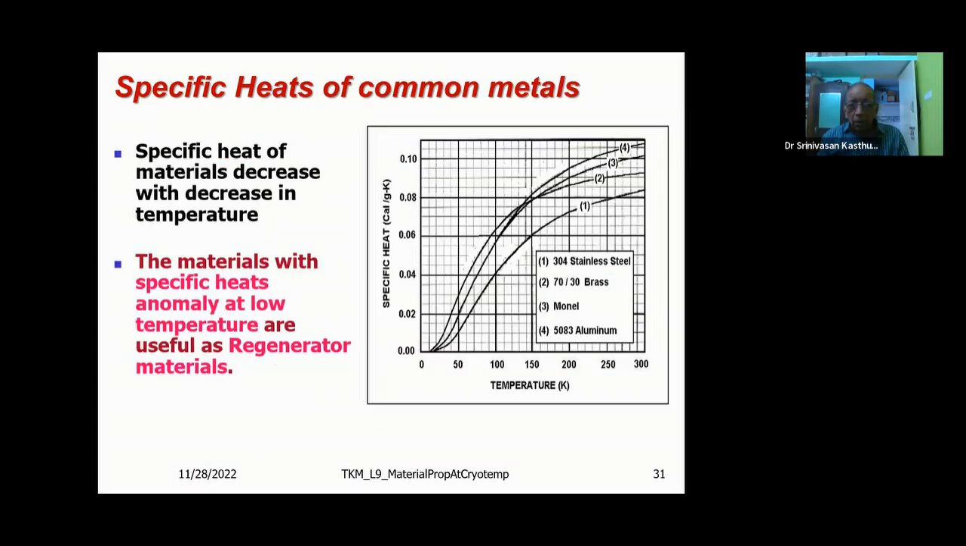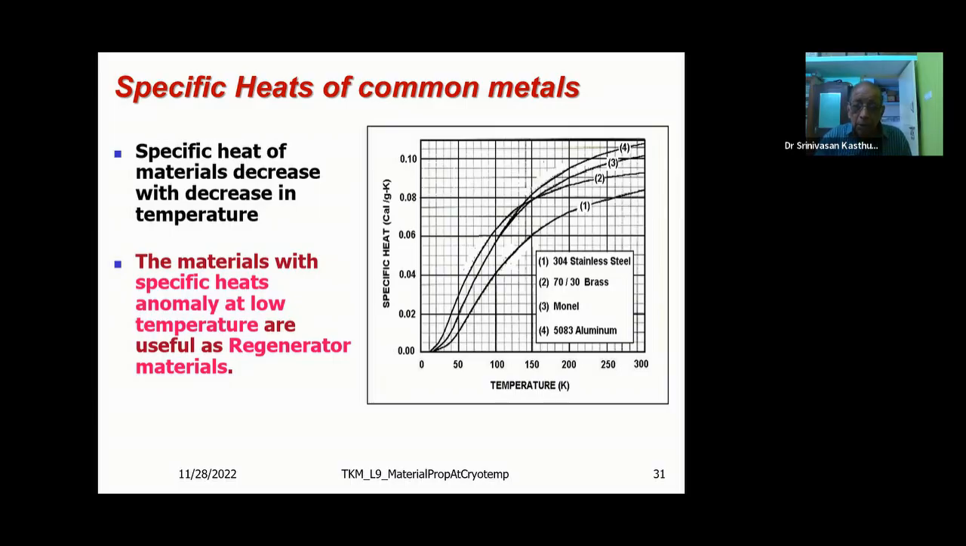Now, this is the behavior of most of the common materials. So, specific heat is plotted on the y-axis and the temperature on the x-axis. You can see the different curves. There are specific materials given: 304 stainless steel. Then you can consider brass, that is copper and zinc, the combination gives you brass. Then comes Monel, and then you have the aluminum. So you can see the behavior of the curves. They almost behave in the same manner.